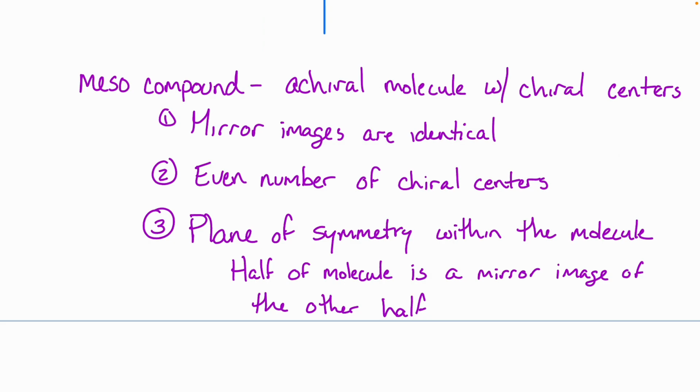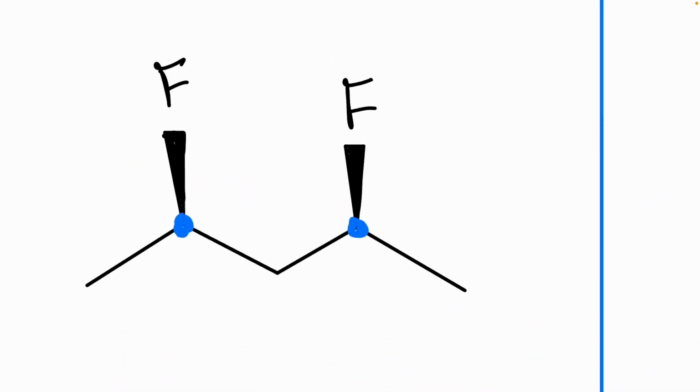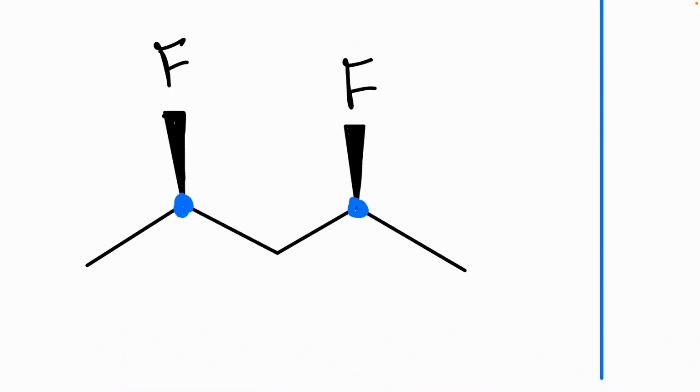So in our example here, if I'm just looking at one of these molecules, I can see that there is this plane of symmetry down the very middle of this molecule, right? The two sides are mirror images of one another. That's going to be a common feature of all meso compounds. They have this plane of symmetry down the middle of the molecule.